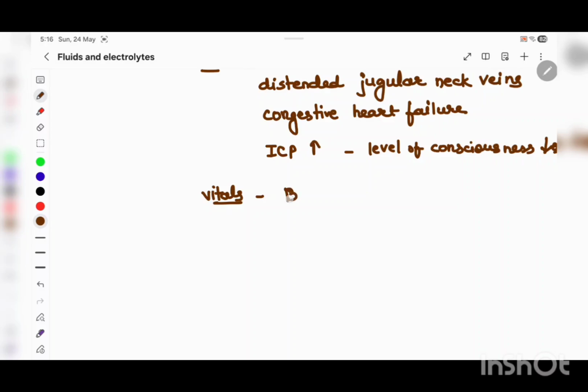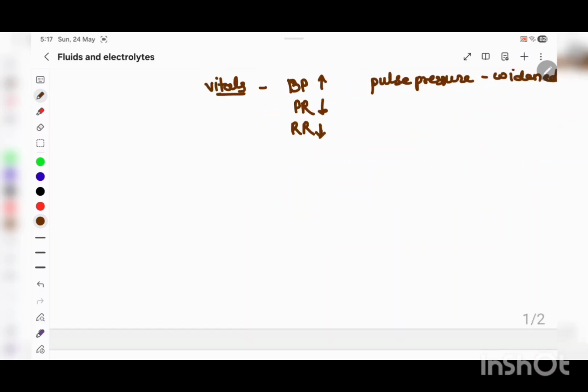In vitals, that will be opposite of fluid volume deficit. BP will be increasing, pulse rate will be decreasing, respiratory rate will be decreasing. And next, most importantly, pulse pressure. As we have seen in fluid volume deficit, there will be less or narrow pulse pressure, but in this fluid volume excess widened pulse pressure will be present. So this we should remember.